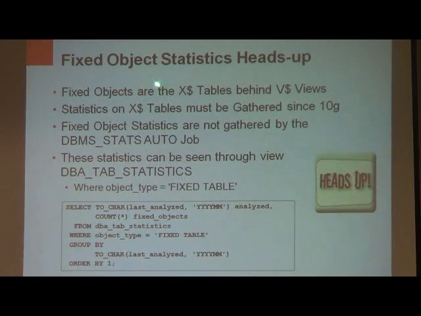Fixed objects, fixed object stats. These fixed object stats, those are the ones on $X tables, which are the ones behind the $V views. I mentioned this whenever you have poor performance on AWR or Enterprise Manager or any other tool that is monitoring performance. If you notice the tool itself is performing poorly, you may suspect fixed object stats. Now, these fixed object stats, there are some heads ups here.